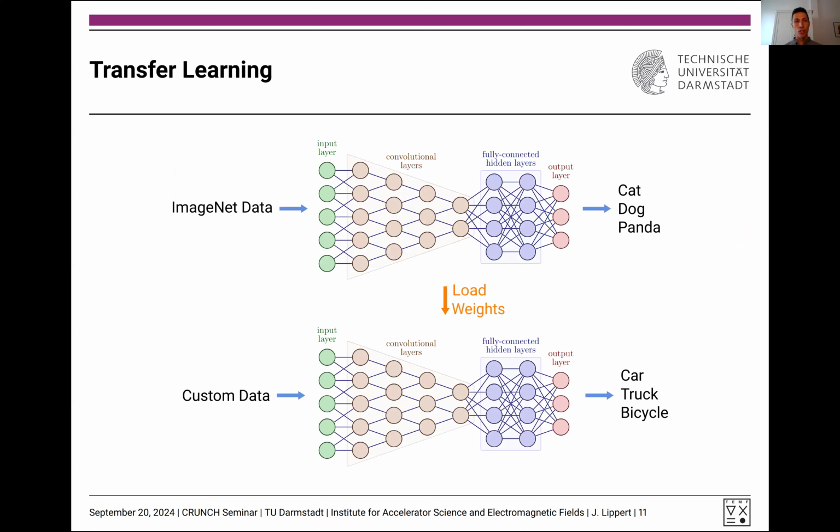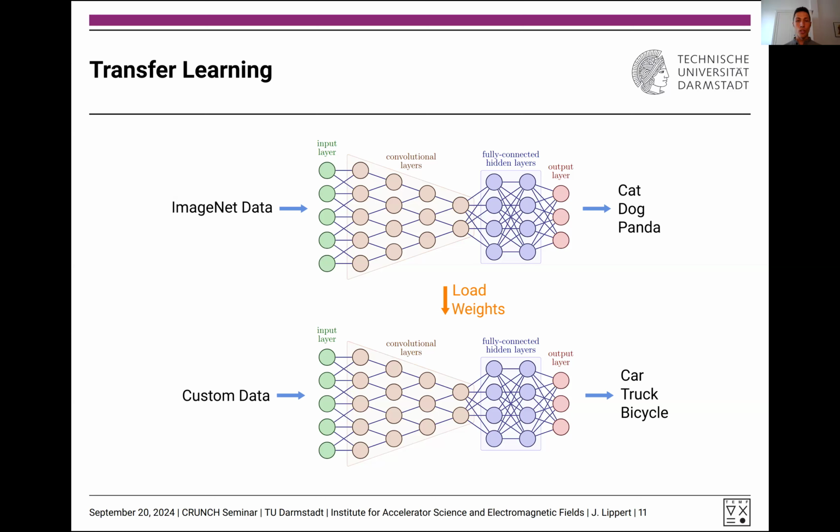And let's talk about transfer learning. Transfer learning is simply trying to take the knowledge which was gained from learning one task and apply it to another task in order to learn this task better or faster. For example, if you have a data set like ImageNet, there you try to classify whether it's a cat, dog, or whatever. And at the end, you have a good performing model.